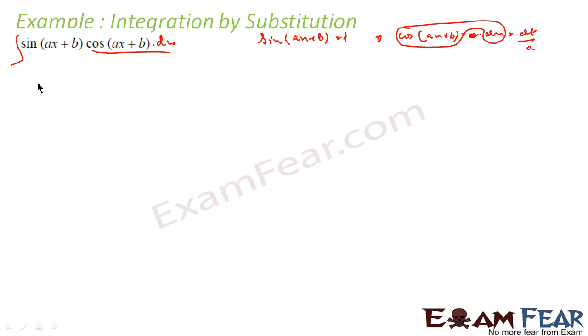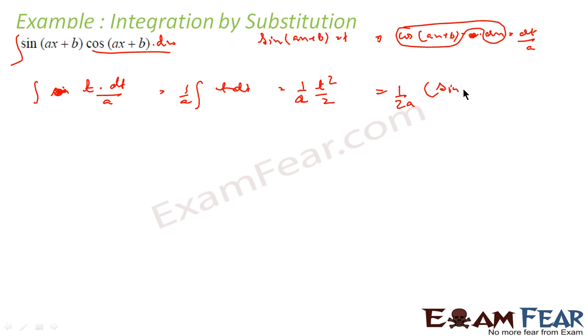So I can say that this equation is nothing but t times dt by a. A is anyway constant, so this becomes the integral of t dt, which is 1 by a times t squared by 2. Correct? And now let me put the value of t. T is nothing but sin(ax+b), so the answer is 1 by 2a times sin(ax+b) whole squared plus some constant. Correct? So this was approach 1.